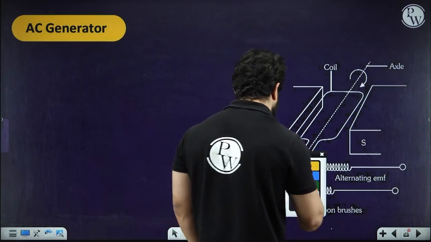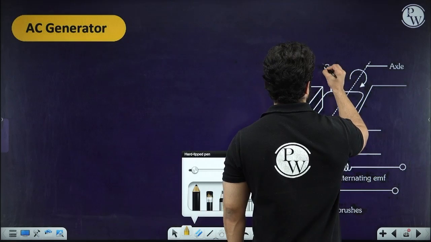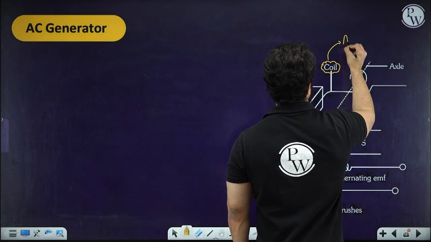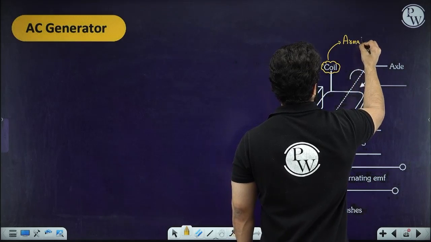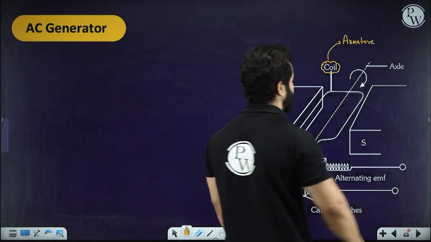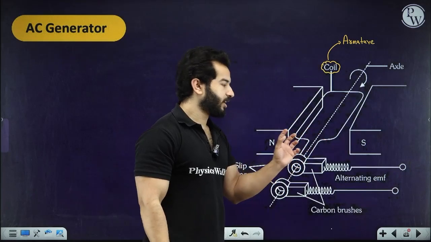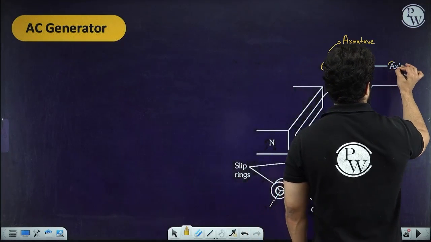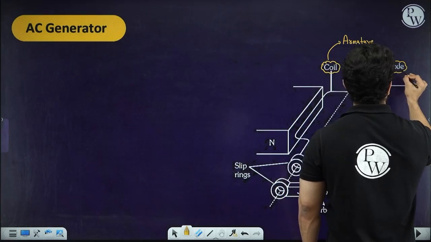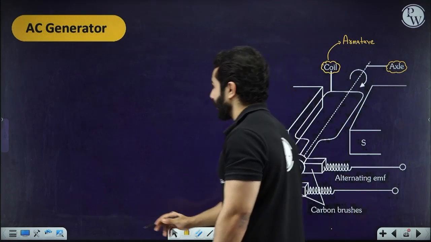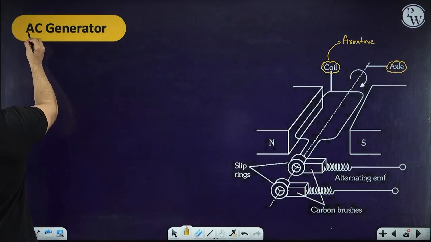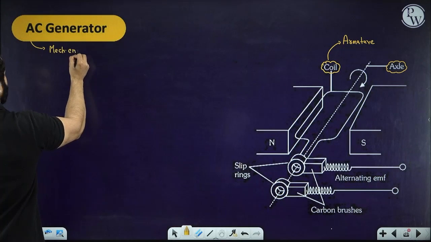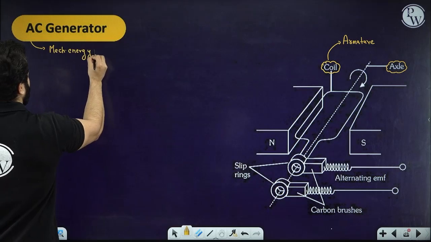So we have different parts over here. We have this coil, which is nothing but a rectangular armature, right? We have field magnets over here to create a strong magnetic field. We have an axle over here. So through the axle, what does a generator do? A generator basically converts mechanical energy to electrical energy.